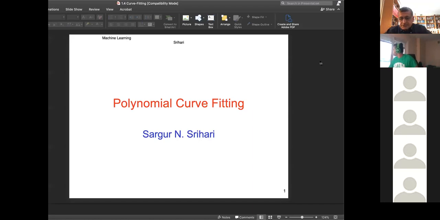Okay, this one is titled Polynomial Curve Fitting or Curve Fitting. It is a particular approach to curve fitting, a simplistic approach, good only for a simple problem, which is a one-dimensional problem. It is not applicable to input which is multidimensional. Almost all machine learning is multidimensional, multivariate. Polynomials are good only if you have one input variable and one output variable.